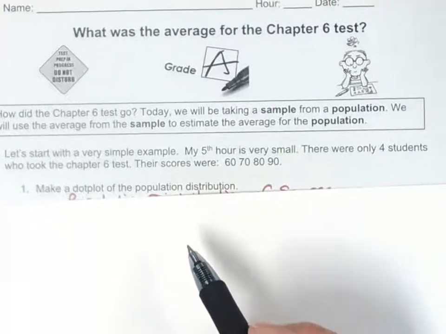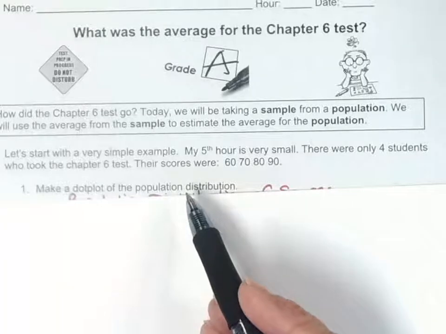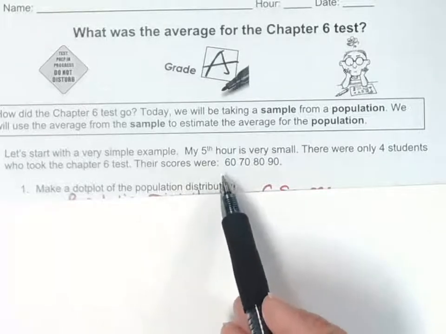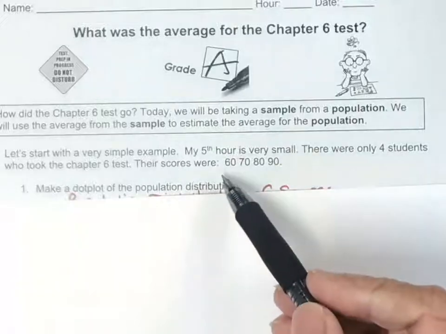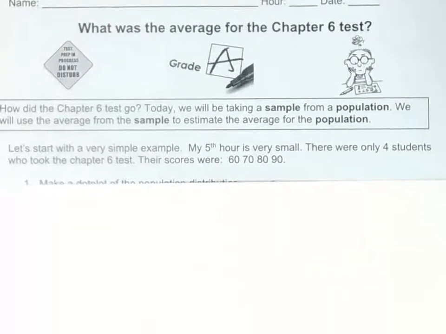But what we're going to start with is we're going to pretend like I have a fifth period stats class that is very small with only 4 students. And their scores on the last test that we took were a 60, 70, 80, and 90. Very convenient. And I'm going to make a dot plot.